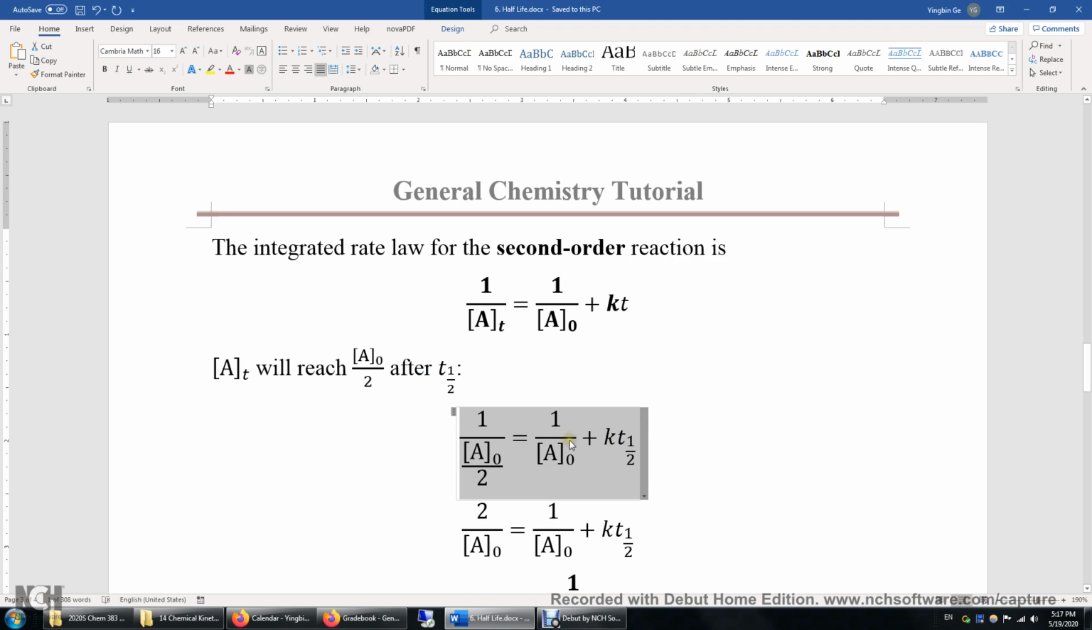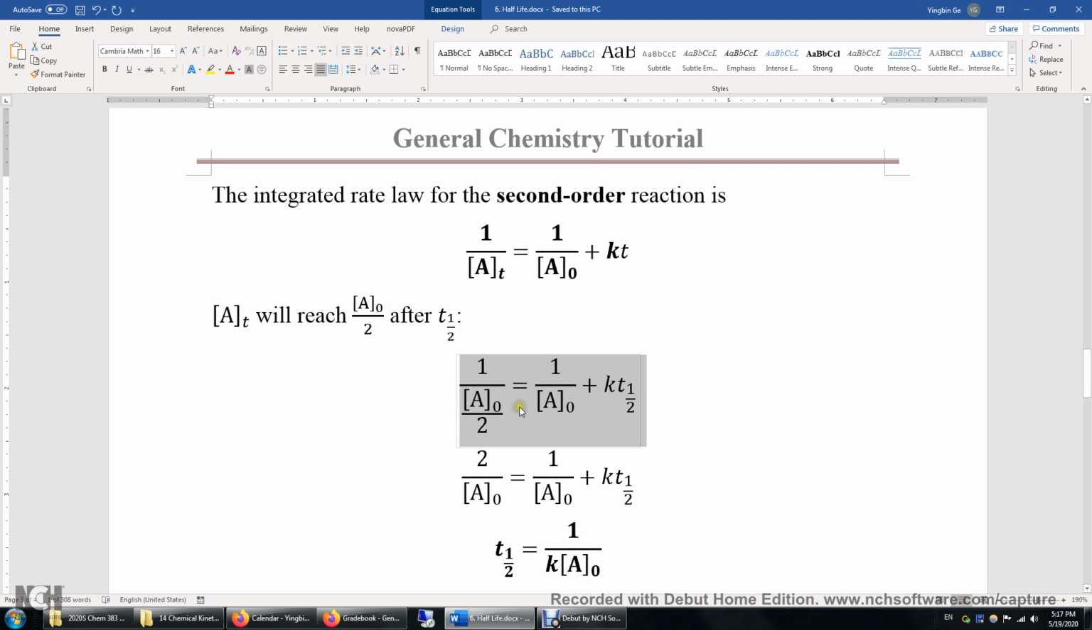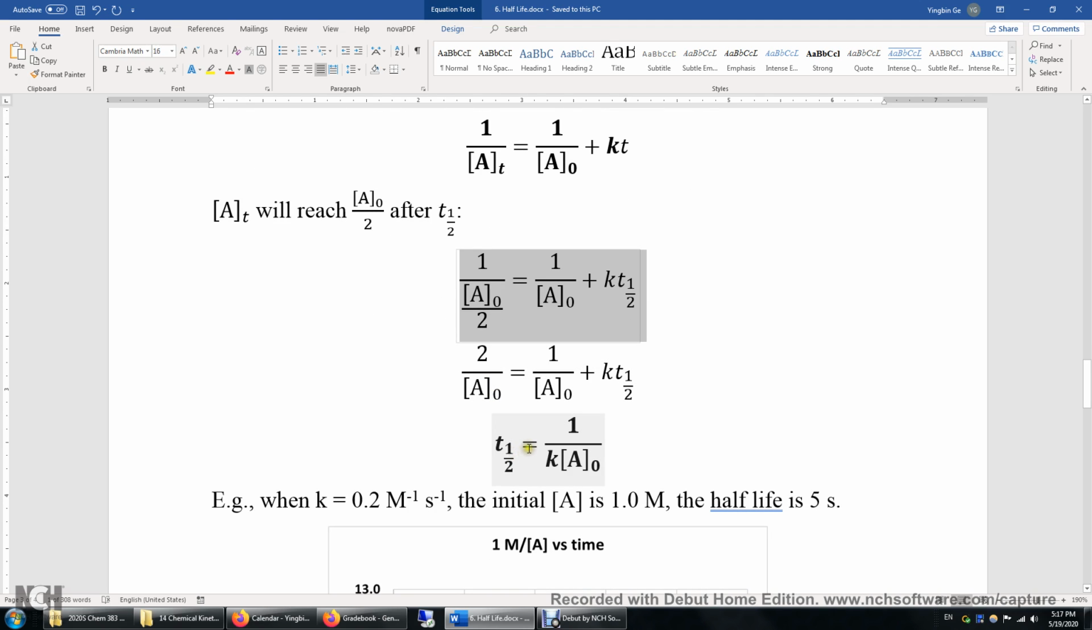And then by looking at this equation, we realize that this part is actually 2 over A naught. And then 2 over A naught minus 1 over A naught, we'll be able to simplify this equation. We'll get the half-life equals 1 over k times A naught. This is the final expression.